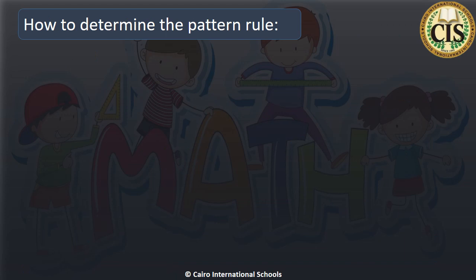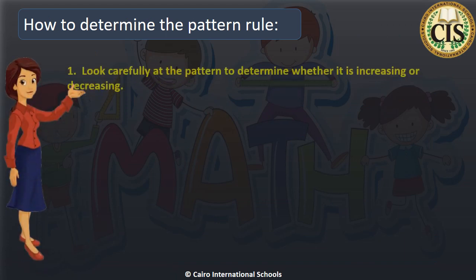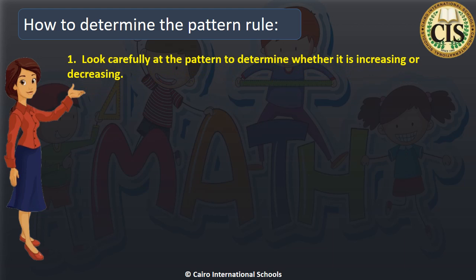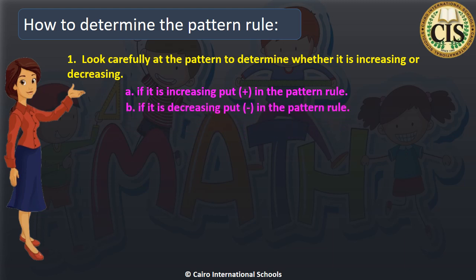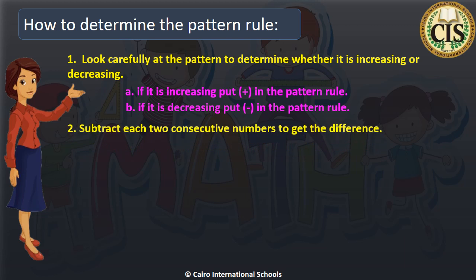How to determine the pattern rule? Look carefully at the following steps. Number 1, look carefully at the pattern to determine whether it's increasing or decreasing. If it's increasing, put plus in the pattern rule. Increasing means numbers are getting larger. If it's decreasing, put minus in the pattern rule. Decreasing means the pattern is getting smaller. Number 2, subtract each two consecutive numbers to get the difference. Number 3, apply the pattern rule to complete the pattern.